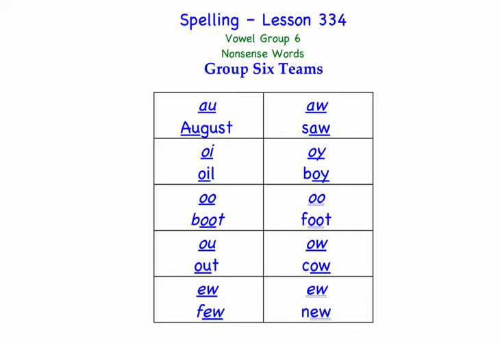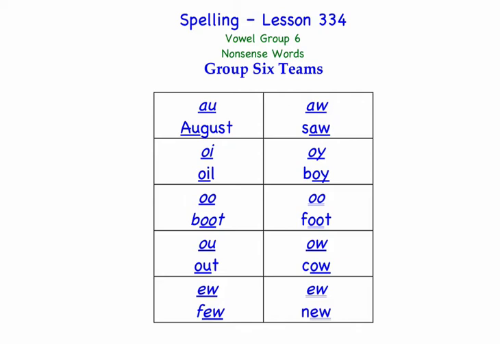We are in lesson 334. This is going to be a review exercise with all of the vowel group 6 teams that we have learned. We're going to be working with nonsense words and marking those nonsense words. Let's review the sounds for these teams. But before I do that, let's review vowel group 6.